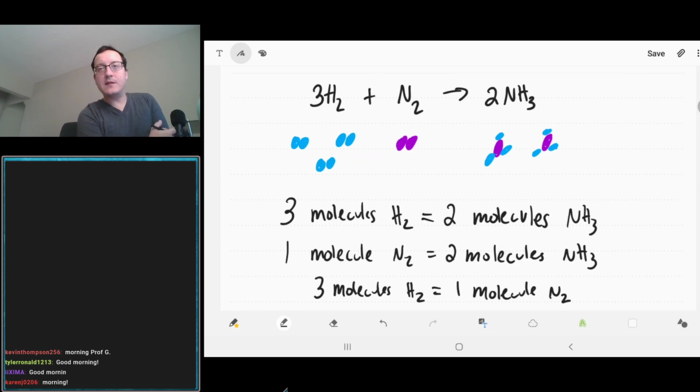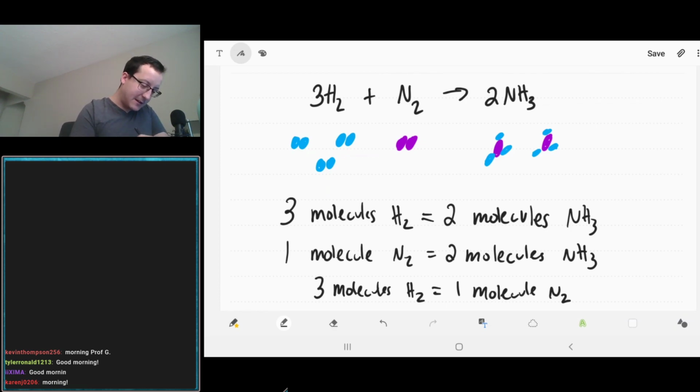And so just from this chemical equation, we can come up with conversion factors that are going to be like a recipe for us. So this recipe is telling us we put 3 parts hydrogen, 1 part nitrogen, and we'll get out 2 servings of ammonia. And so we can relate these quantities together by generating those conversion factors below.